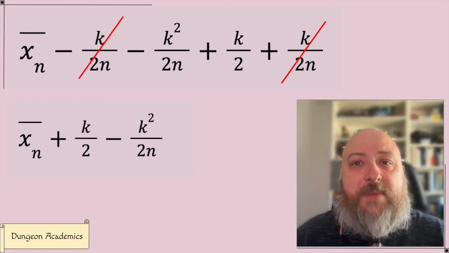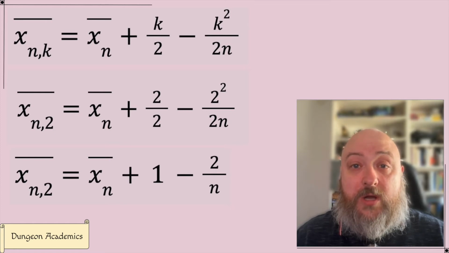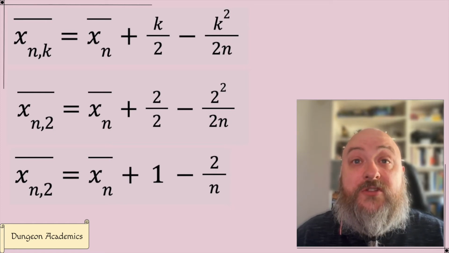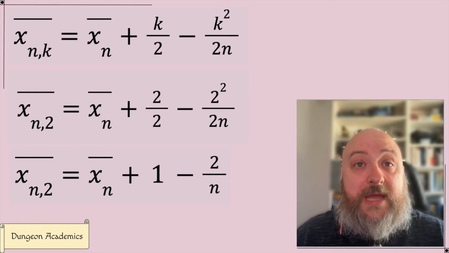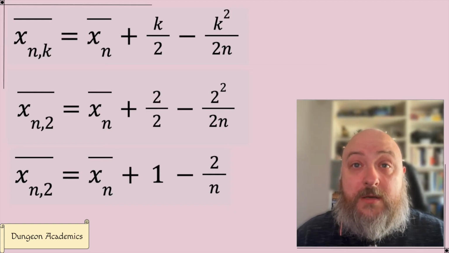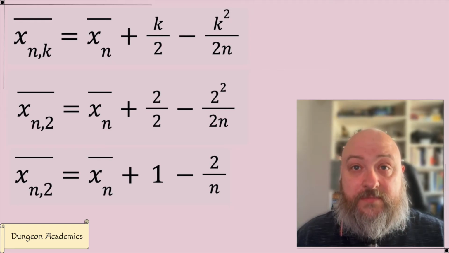How does this compare with the formula derived in the Fighting Stylist? Let's set k as 2 and see how it works out. X bar plus 2 over 2 minus 2 squared over 2n. Simplifying each term, we get x bar plus 1 minus 2 over n, the same as our previous formula. This clears the first check for our new formula. It matches a previously established result.